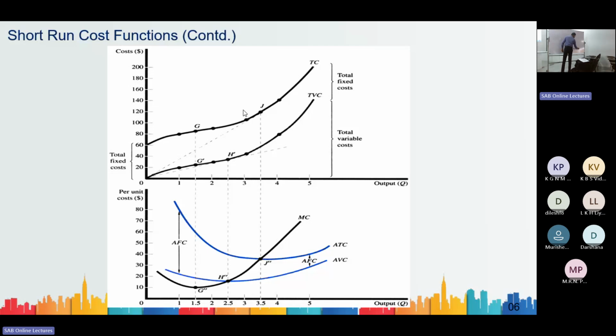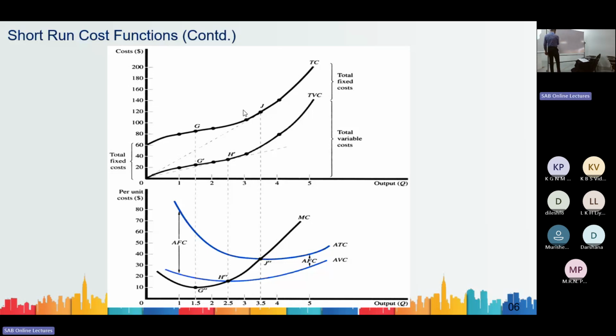Here we put quantity on the horizontal axis and the costs, total fixed costs, total variable costs, and total cost on the vertical axis. We have 0. Total fixed cost is a constant value. It does not depend on the output level. So whatever the output level the firm produces, total fixed cost will not vary. It's a fixed value.